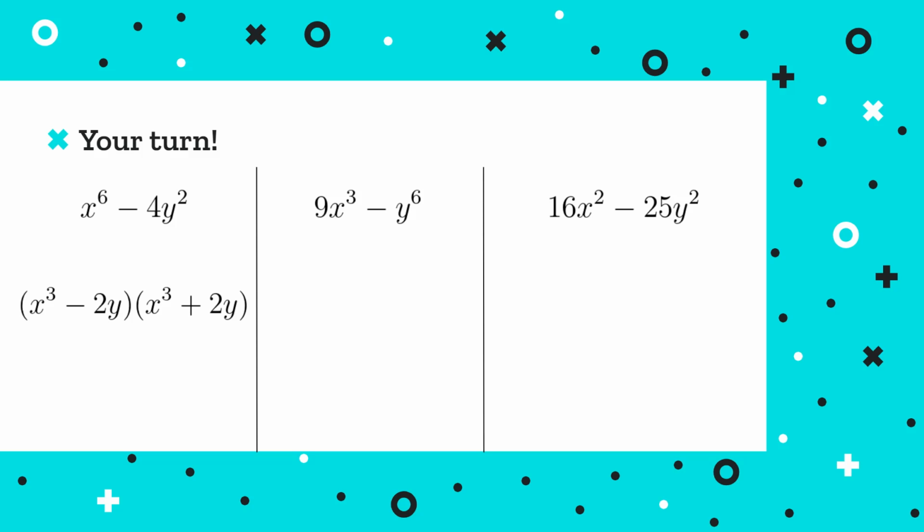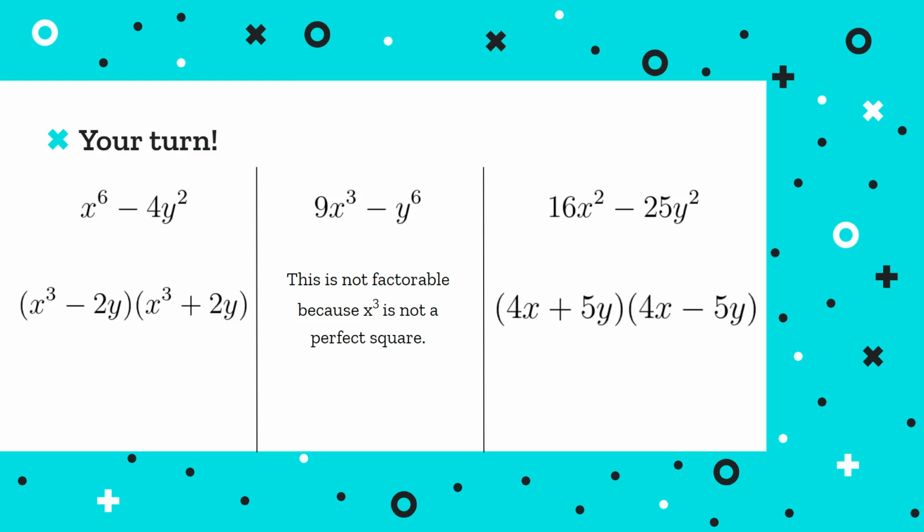In the first question, the square root of x to the 6th is x to the 3rd, and the square root of 4y squared is 2y. One set of parentheses has subtraction and the other has addition. For the second question, it is not factorable because x cubed is not a perfect square. And lastly, for the third question, the answer is shown here. And again, one set of parentheses has addition and the other set of parentheses has subtraction.